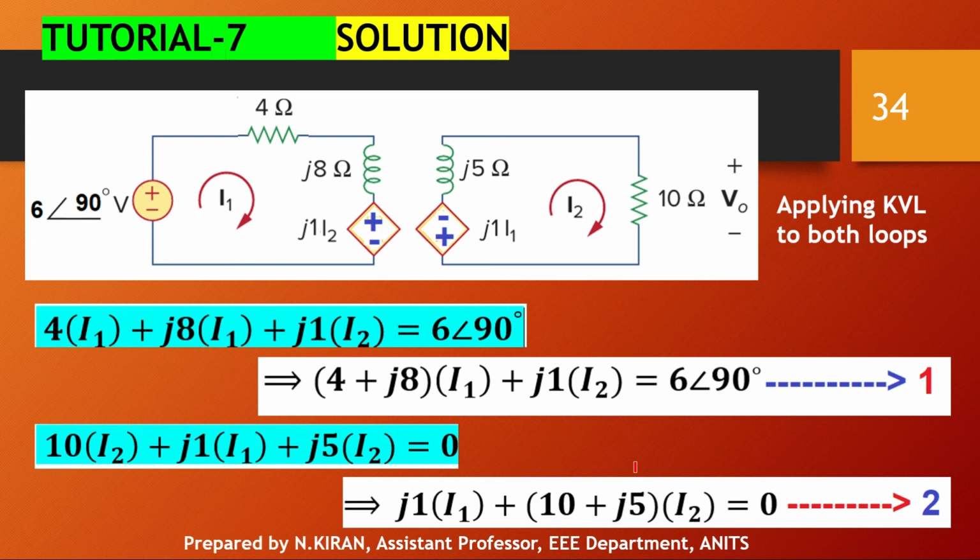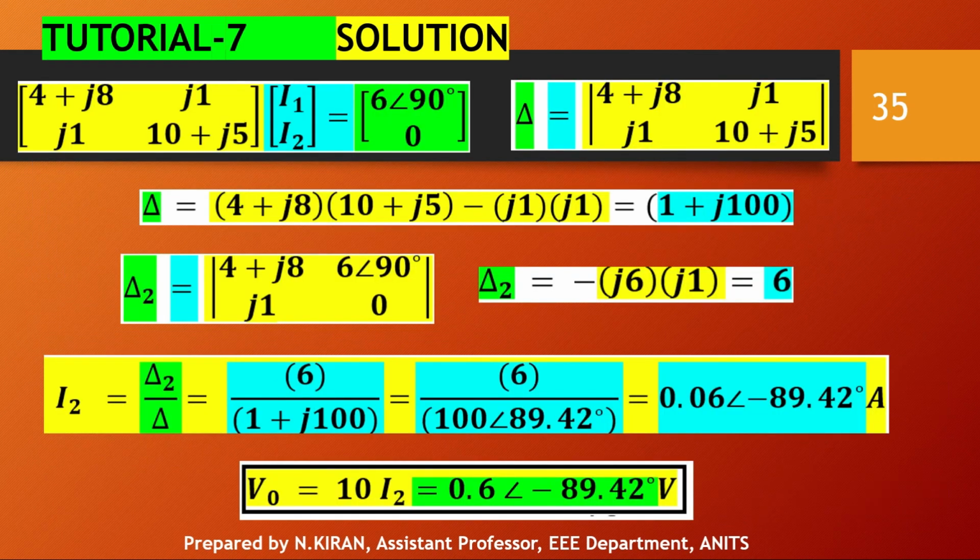After obtaining the polarities, apply KVL to both the loops, first loop as well as second loop. Since we want V0, it is sufficient if we calculate the value of I2. After finding delta and delta 2, I2 will be nothing but delta 2 by delta, which gives the current flowing in the second mesh to be 0.06 at an angle minus 89.42. So V0 is nothing but 10 into I2. In this case V0 we got as 0.6 at an angle minus 89.42 volts.